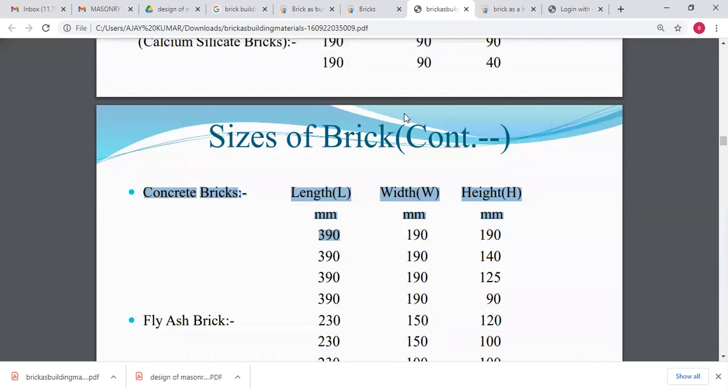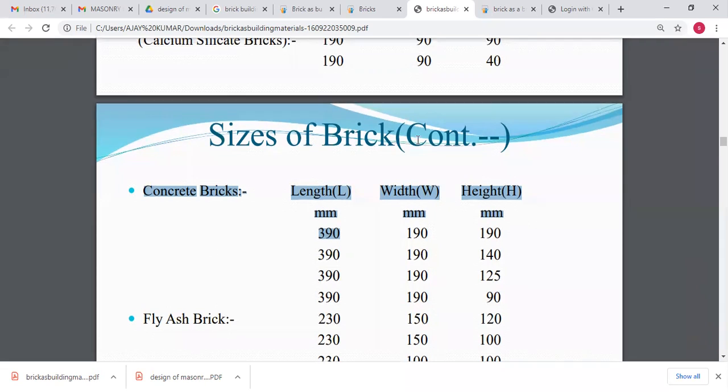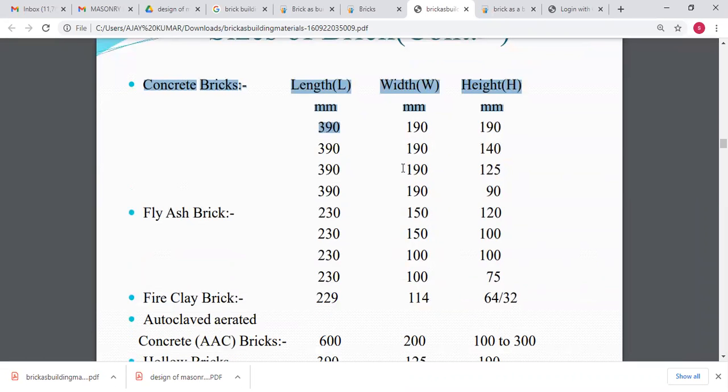For concrete bricks, we have already seen the different sizes of the bricks. And especially for fly ash bricks, the size of the brick is 230 mm by 150 mm by 120 mm. So these are the various sizes. These sizes are recommended by the Bureau of Indian Standards. Especially for fly clay bricks, 229 mm length, 114 mm width, and 64 or 32 mm height.